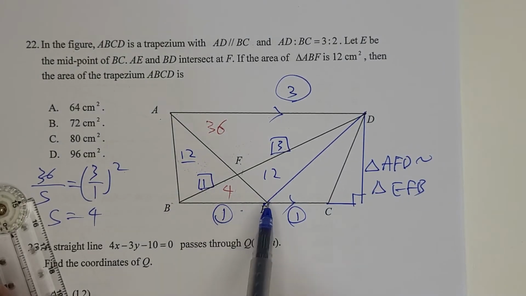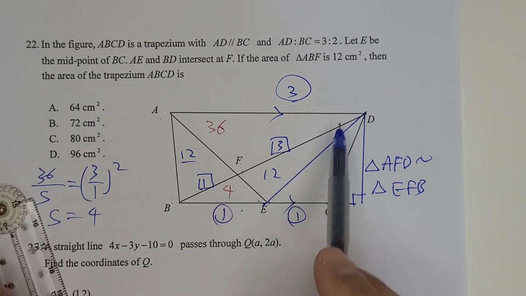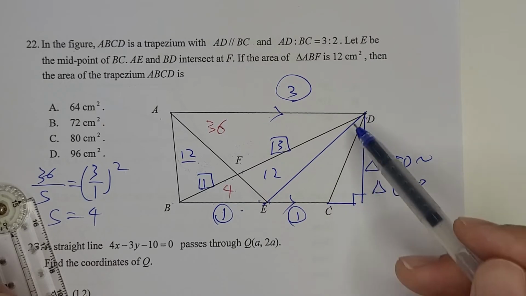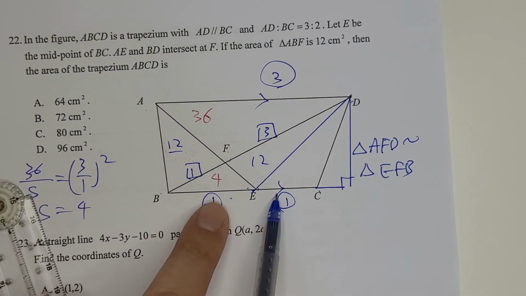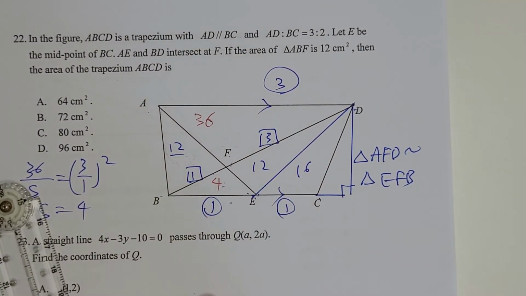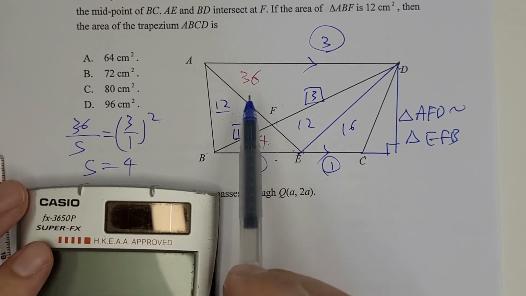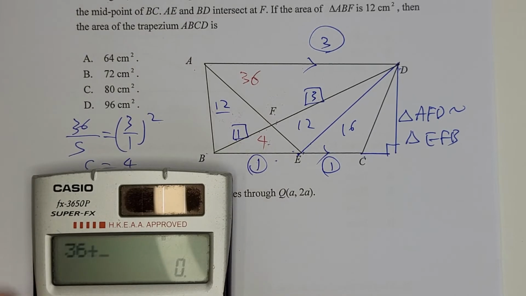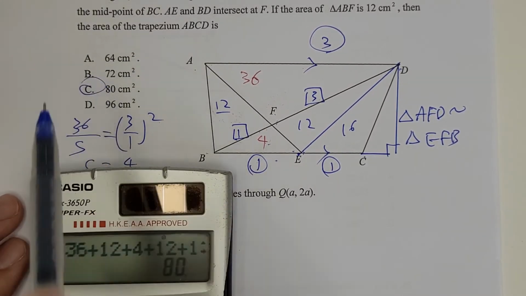Finally, BED and CED have the same area. Why? Their heights are the same. Again, BE equals EC. That means their bases are the same and the heights are also the same. So finally, this is 16, 4 plus 12. And the final area is 36 plus 12 plus 4 plus 12 plus 16. Finally, the answer is 18. The answer is C.